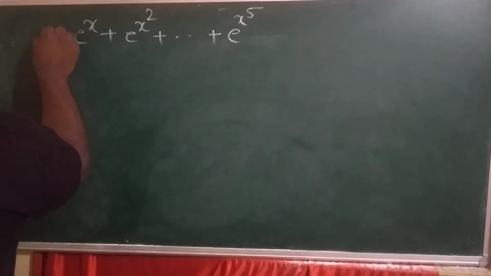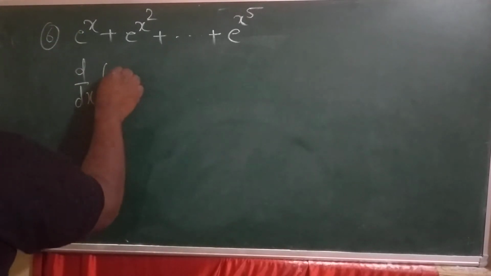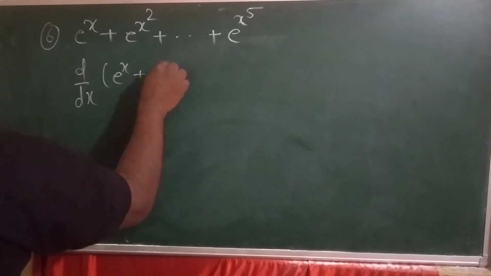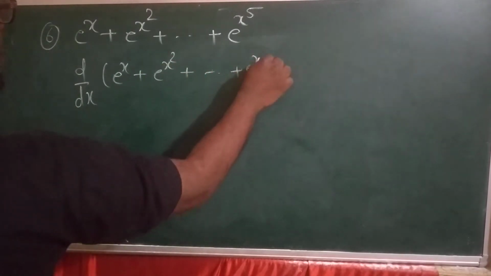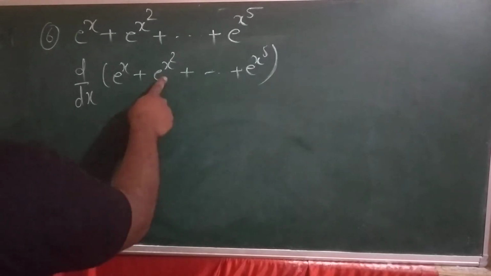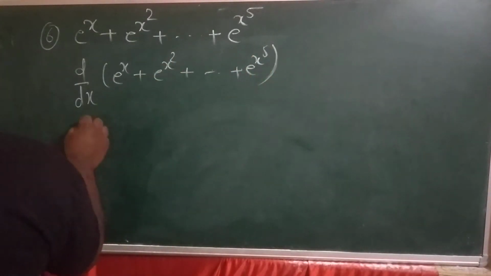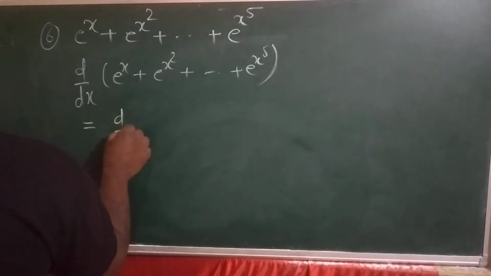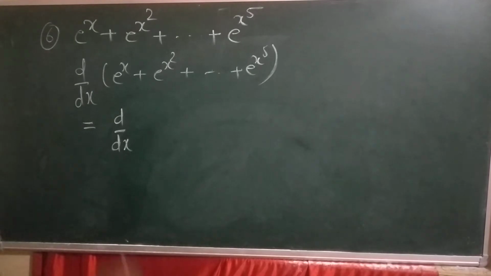So, differentiate with respect to x: e to the power x plus e to the power x square plus up to e to the power x to the power 5. We'll have to use chain rule because here we are given e to the power x square, e to the power x to the power 5, like this only. And in between a plus sign is given, so we'll have to add all these different derivatives.